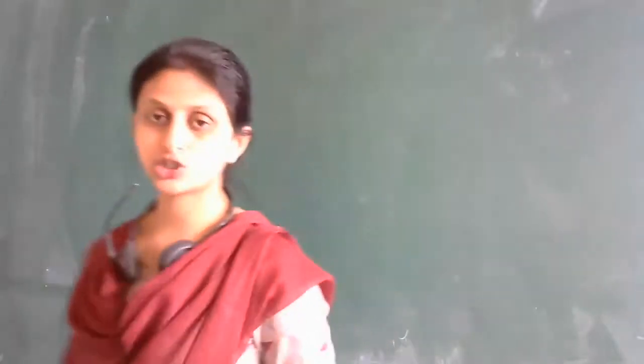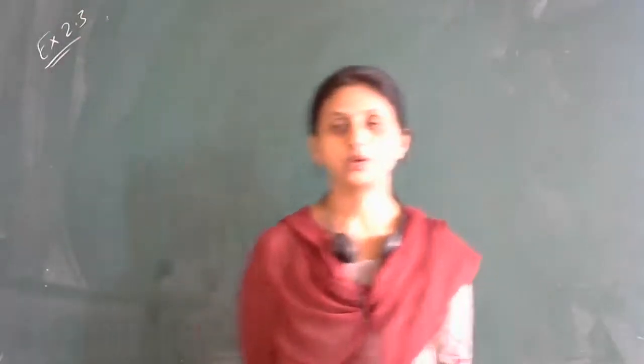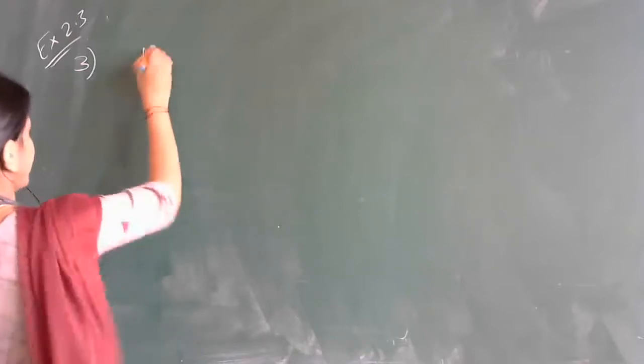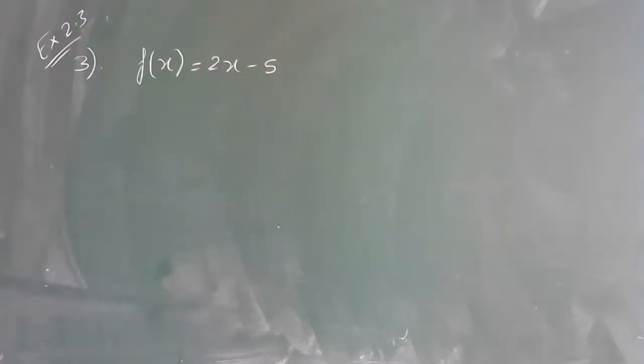We have solved the first two questions of exercise 2.3, right? Now, coming to the third question. Let us see what the third question is. So the question is, a function f is defined by f of x is equals to 2x minus 5.